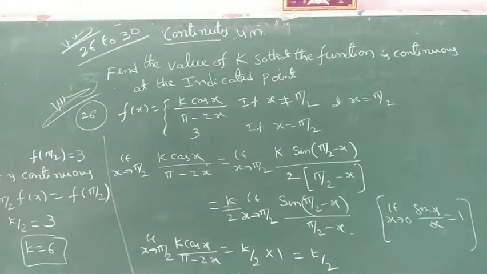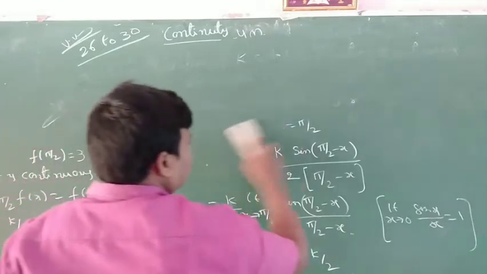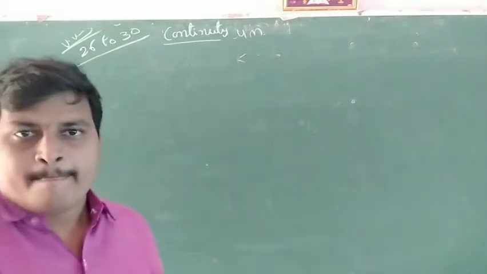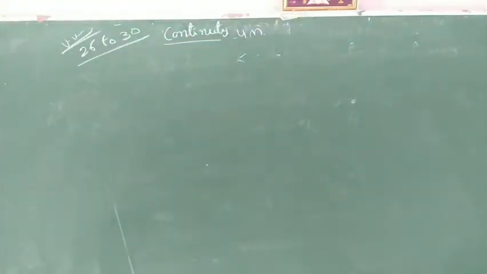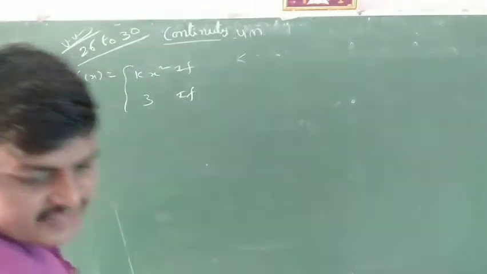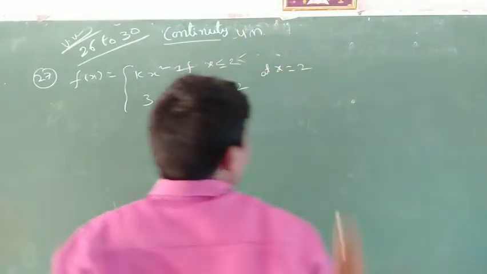Next question. 27. f of x is equal to kx square, 3, if x less than or equal to 2, x greater than 2, at x is equal to 2.